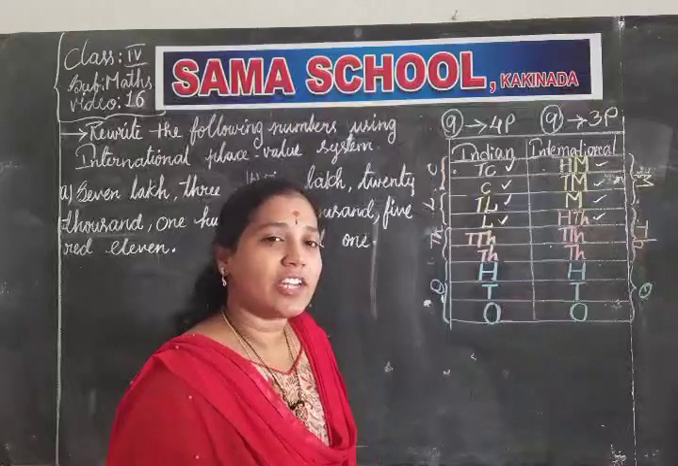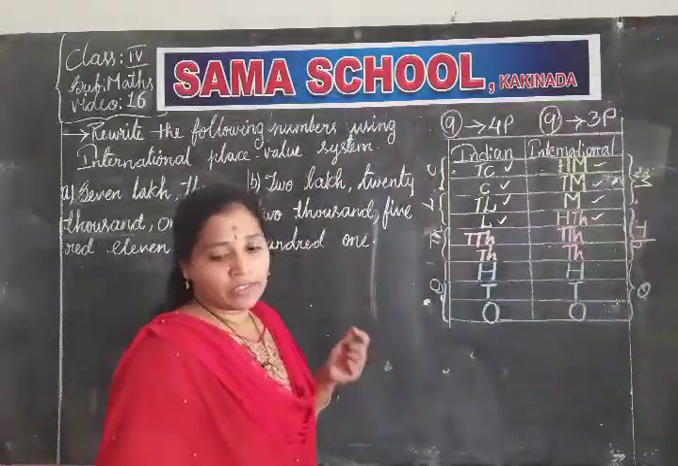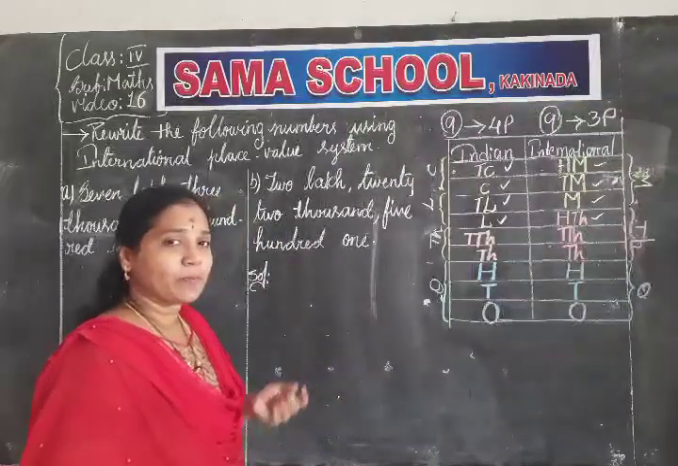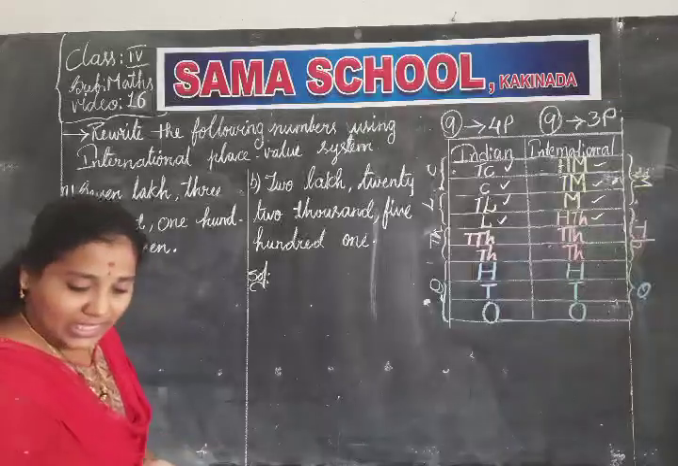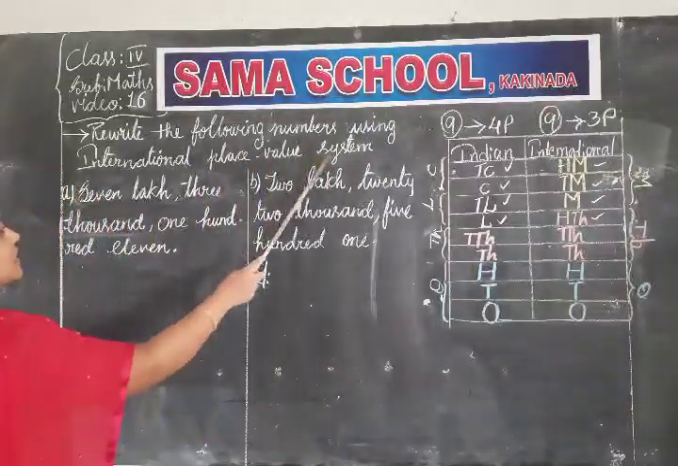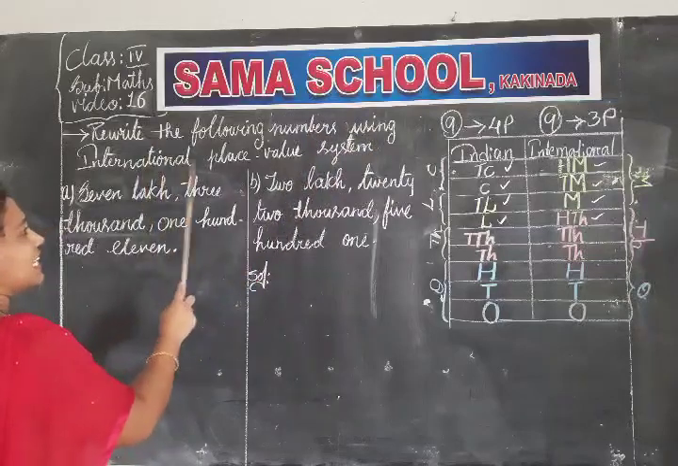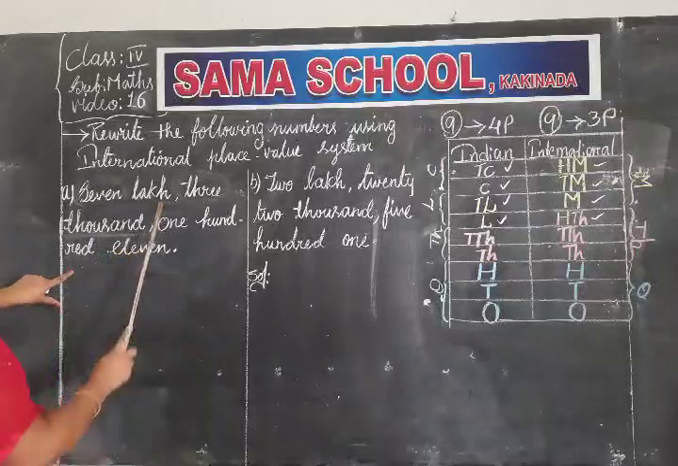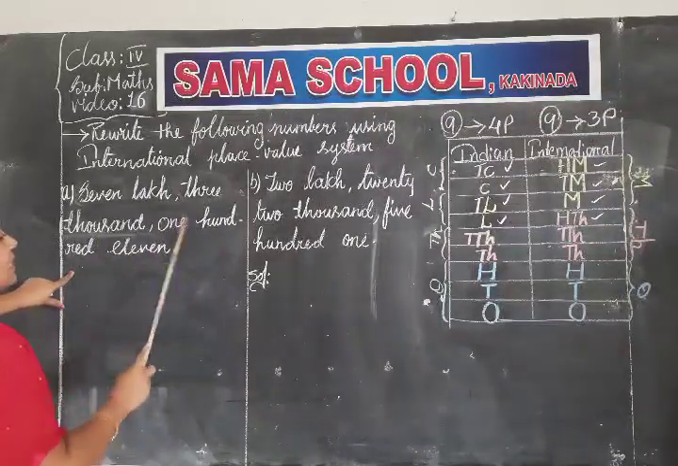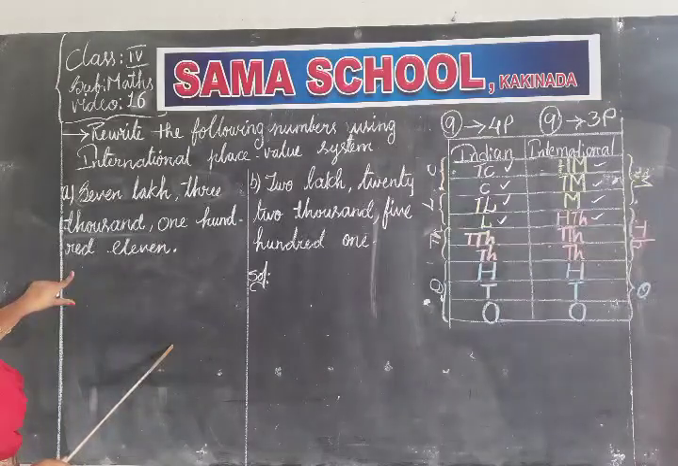In the previous session, we already learned how to write the number names into figures. Am I right? So, today I want to explain, rewrite the following numbers using international place value system. It means, I give an Indian system number name, and again, change it to write in the international system.